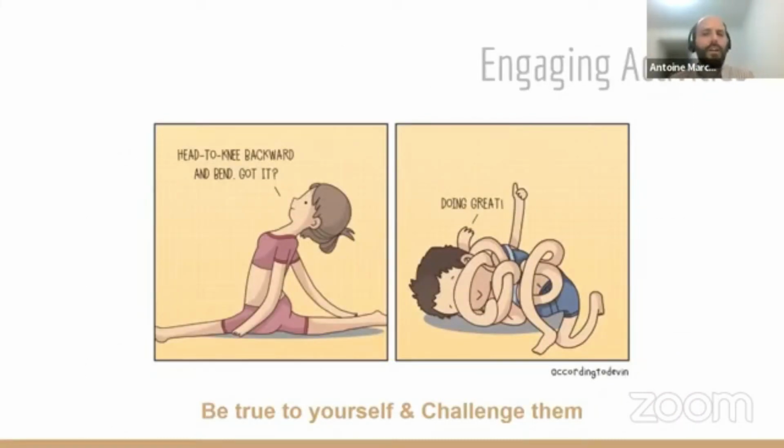Now, let's move on and let's add complexity. We want to design engaging activities now, more complex activities that will get the students talking. Well, well, well.